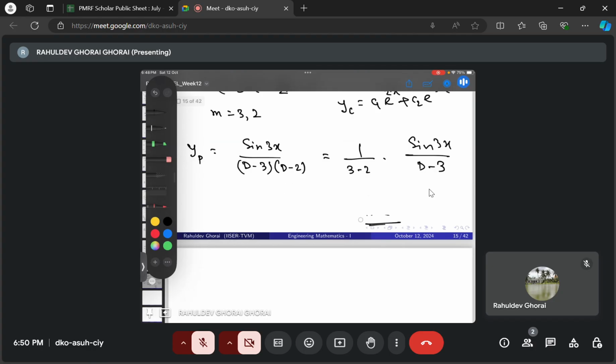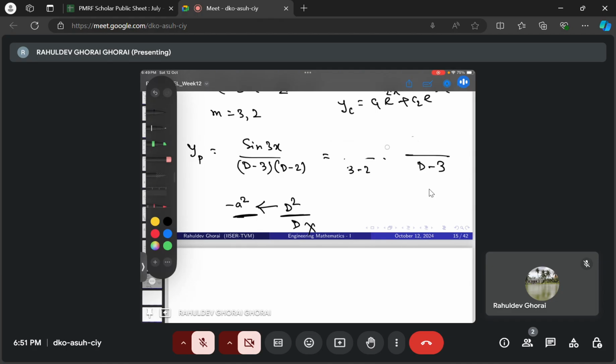The mistake I have done is just putting a to the power ax. It has to be minus of a square in the place of b square, in the place of d square. So d square will be replaced by minus of a square. But I was replacing d instead, so that is not true. So that's why I'll make changes here.